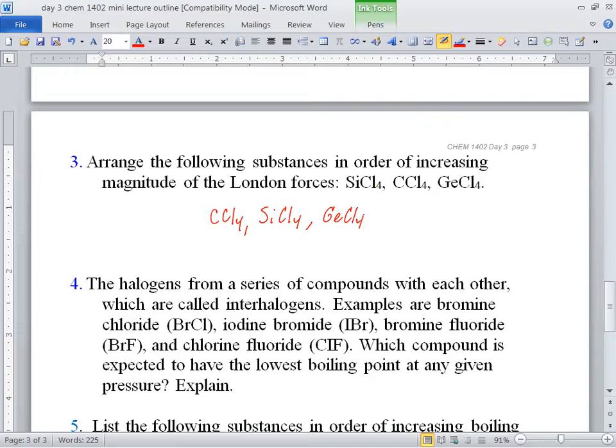So nothing changes, right? They could also ask the question, arrange them in order of increasing what tension? Surface tension. Does anything change? No, because the strongest intermolecular force is going to give the strongest surface tension. It's going to give the highest boiling point.